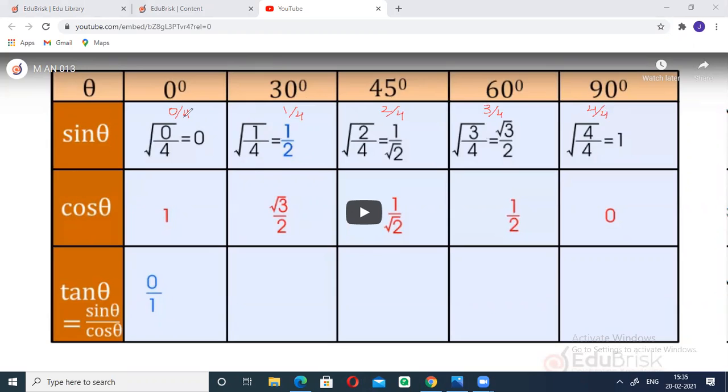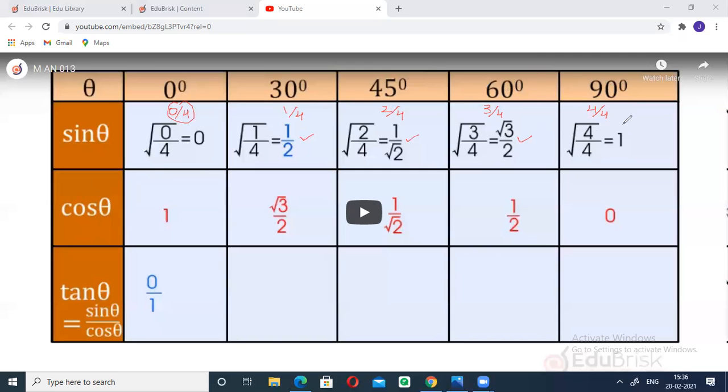Then taking the root of these, that is root of 0 by 4, the value is 0. Then root of 1 by 4 is 1 by 2. Then root of 2 by 4, 2 by 4 means it is 1 by 2, root of it is 1 by root 2. Then root of 3 by 4 is root 3 divided by root 4, which is root 3 by 2. And 4 by 4 is 1, and root of that is 1 itself. So easily we got the values of sine for these angles 0, 30 degree, 45 degree, 60 degree and 90 degree.